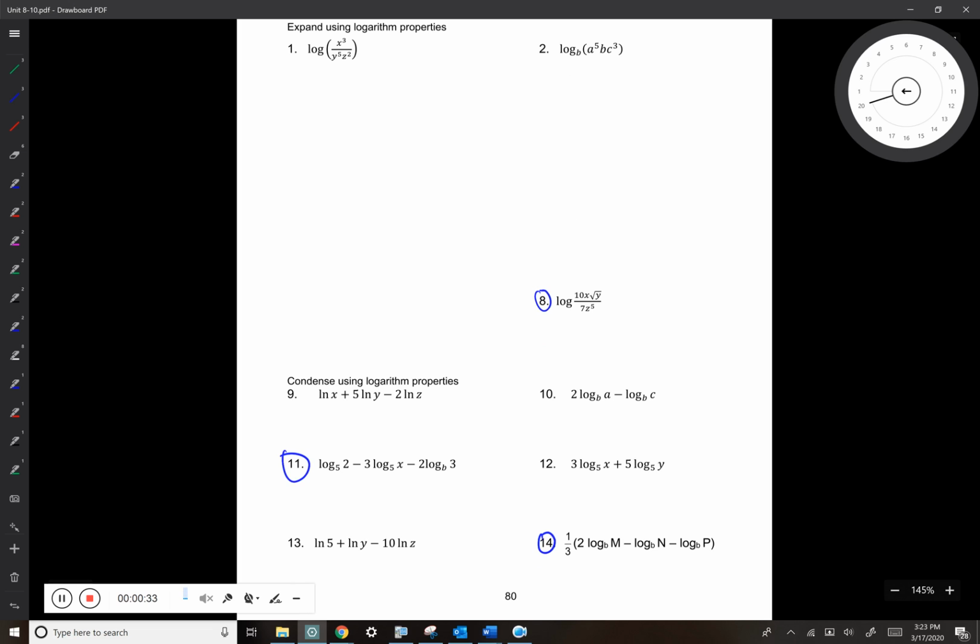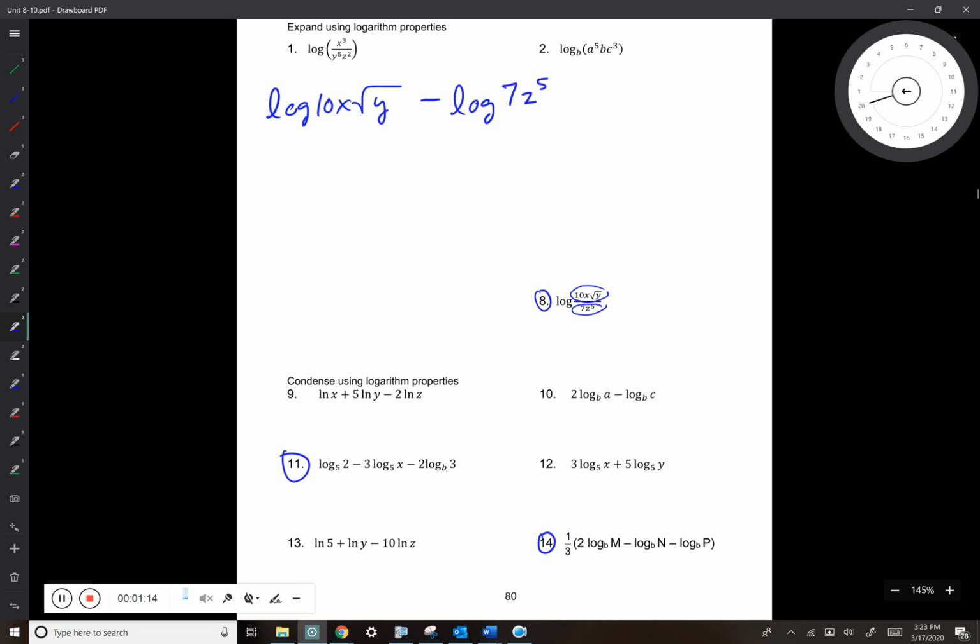So on number 8, you're supposed to expand this. I'm going to show all the steps just to help you. If it's a fraction, we know it's going to turn into subtraction, right? It's going to be the top minus the bottom. So the first step is going to be log, and what's my base? It looks like there's not a base written, so it's assumed to be base 10. So it's the log of the top, which is 10x square root of y, minus the log of the bottom, which would be the log of 7z to the fifth.